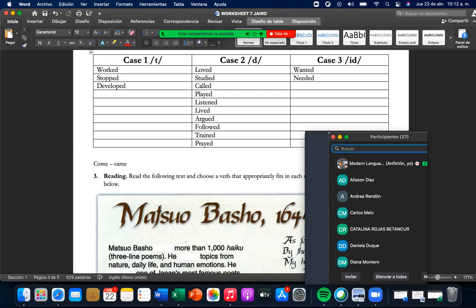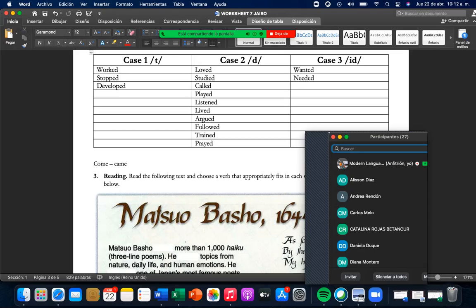Okay. So, Andrea, you want to begin with one verb? Okay. Rompe el hielo, Andrea, para que los demás se animen. Let's do it. Listo. Okay, very good. That's the attitude. Perfect. So, Andrea, which is your favorite case, Andrea? Case 1, case 2, or case 3? I don't know. I like the 3 of them?